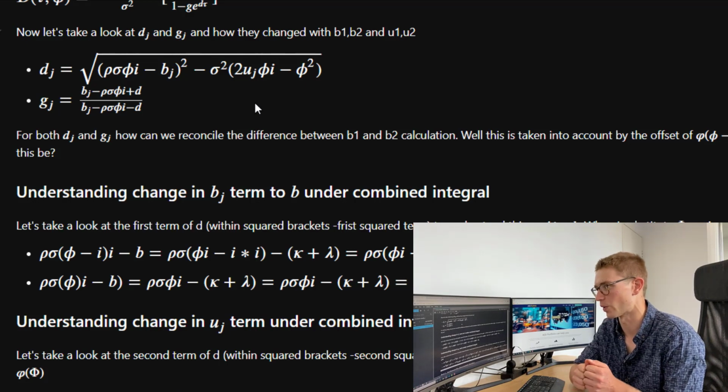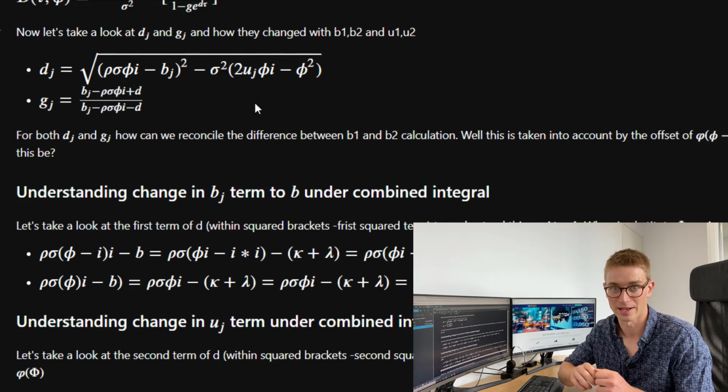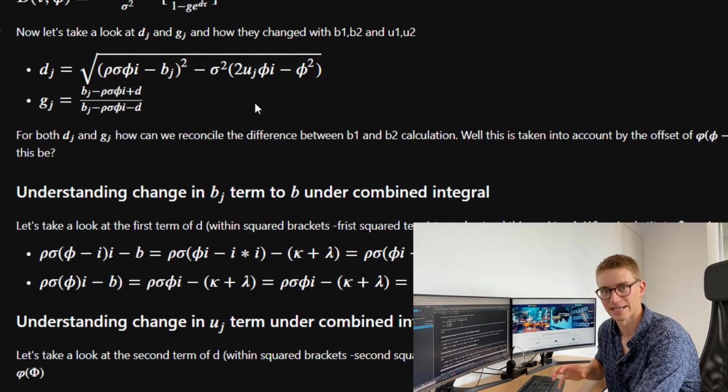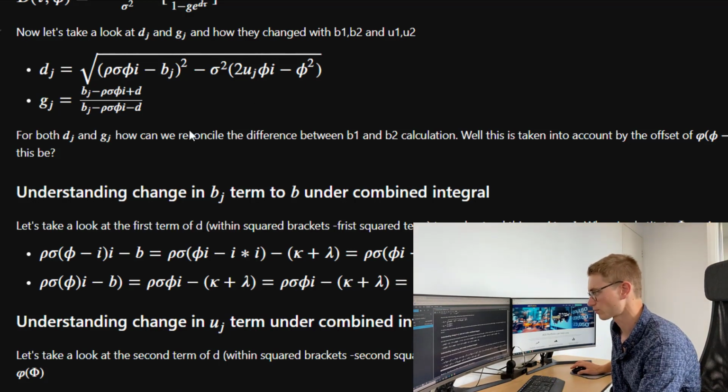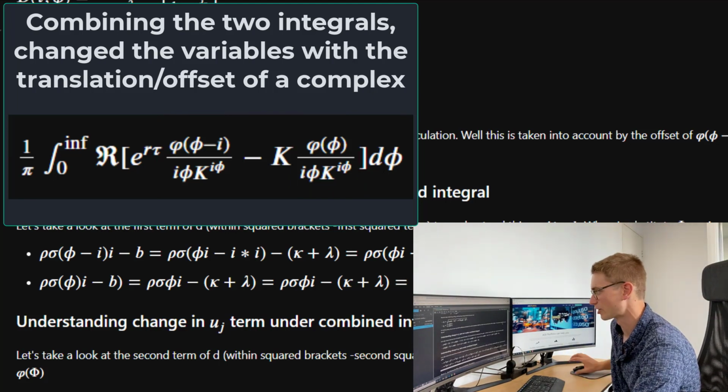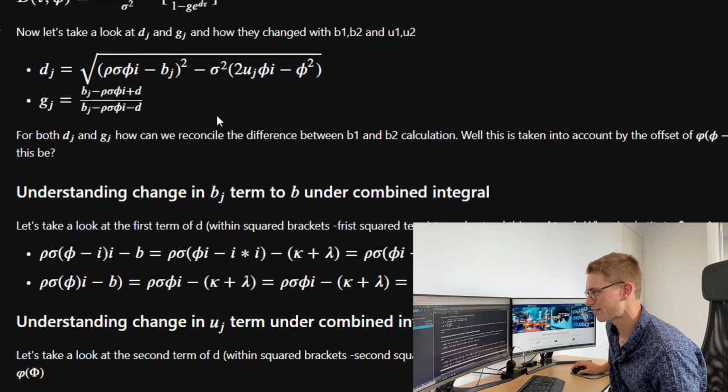And what we want to do is create the one Fourier transform so that they're all under the same equation. This will make it easier in terms of actually implementing and numerically solving this integral. So how can we reconcile the difference here? Well, essentially all of this is taken into account in the offset of this phi characteristic function. So our first characteristic function becomes offset by the complex number 1 compared to just the characteristic function with phi. Now, how can this be?